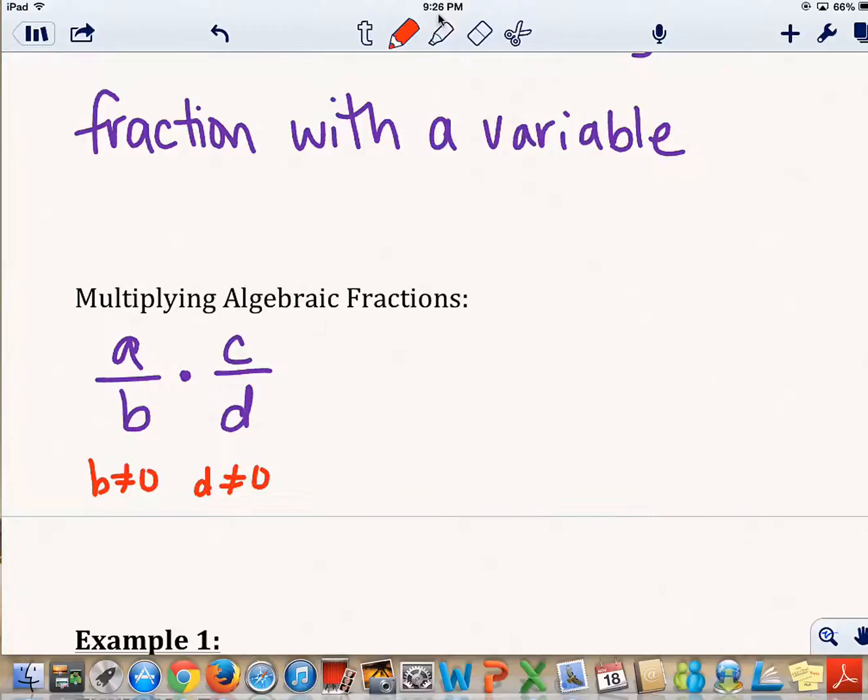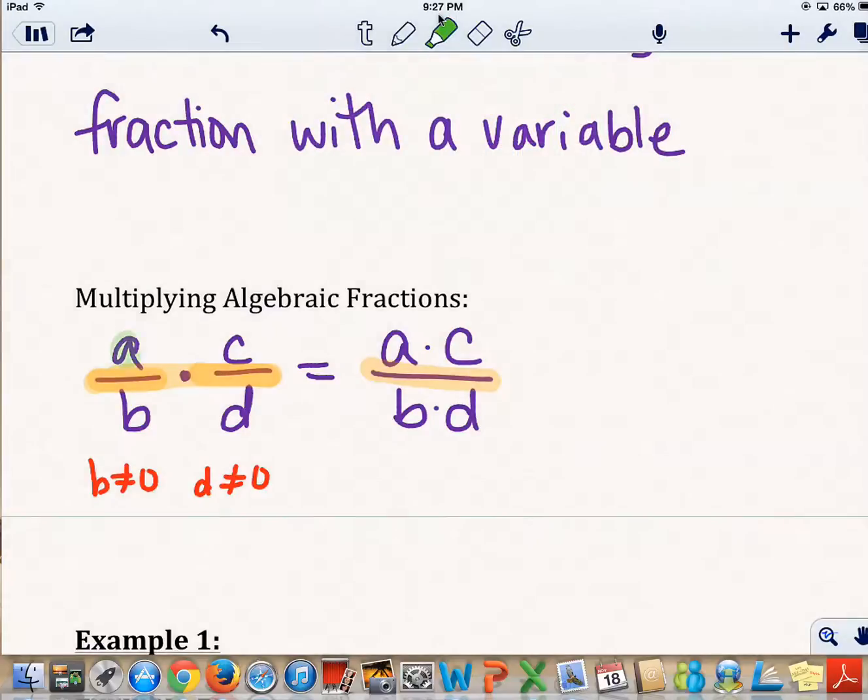So if a divided by b and c divided by d are any other numbers other than 0 here, we're going to get this nice fraction where we multiply the numerators together, a times c over b times d. We multiply the denominators together. So that's the steps for multiplying algebraic fractions. Remember, the division bar is a grouping symbol. So we group this all together, and in the numerator we have a times c, or ac, and in the denominator we have b times d, or bd.